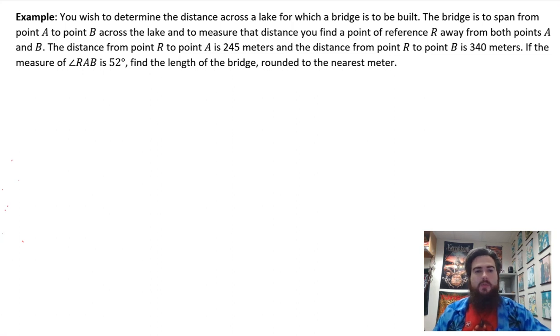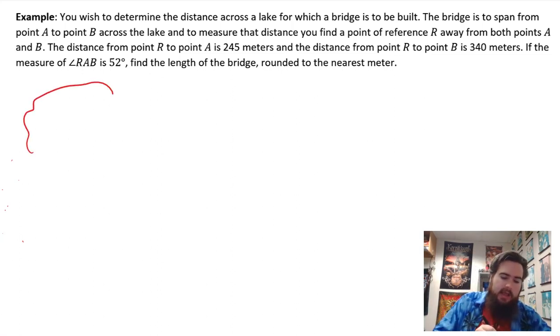In this example, we have that you wish to determine the distance across a lake for which a bridge is to be built. The bridge is to span from point A to point B across the lake, and to measure the distance, you find a point of reference R away from both points A and B. I'll take a quick second to draw that. I have a lake over here, and I have a bridge that I want to make that goes over this lake from points A to B.